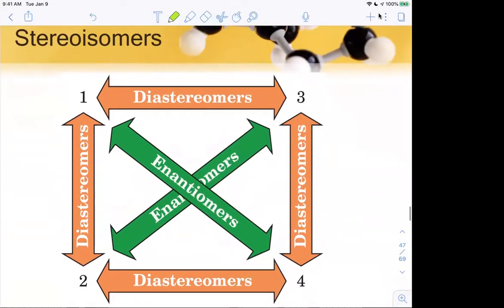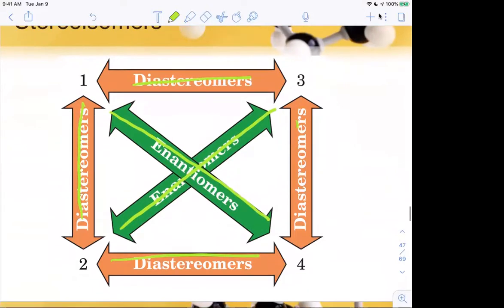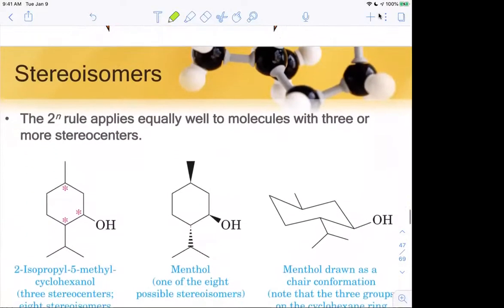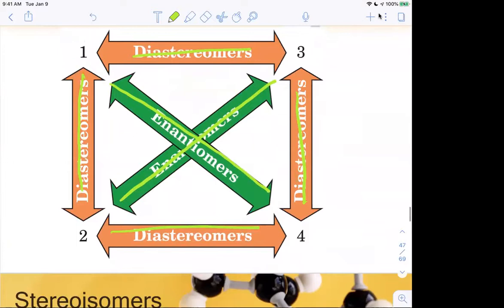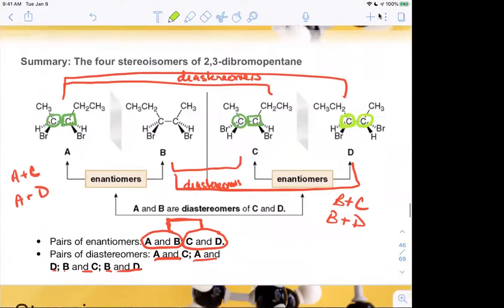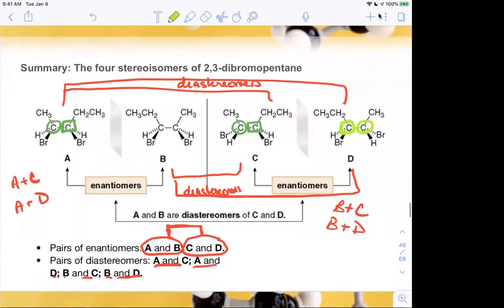So this is sort of the relationship. I have my two sets of enantiomers, and then any other relationship is going to give me diastereomers. So this is a pretty good diagram to look at. One enantiomer, one chiral center stays the same, the other is different. Now I could assign configurations. And let's say I look at A, B, C, and D.